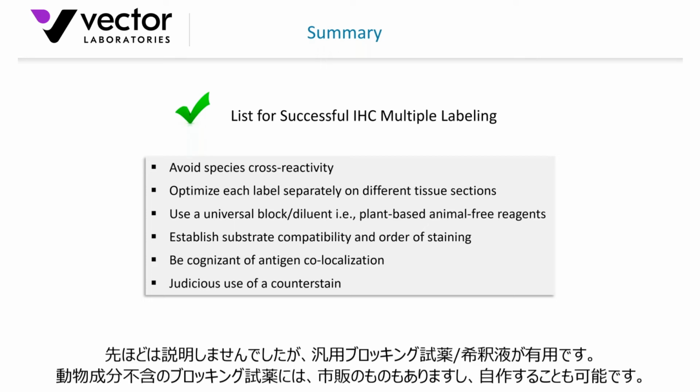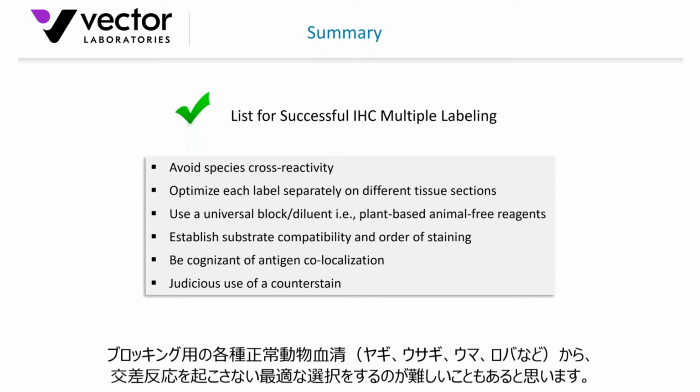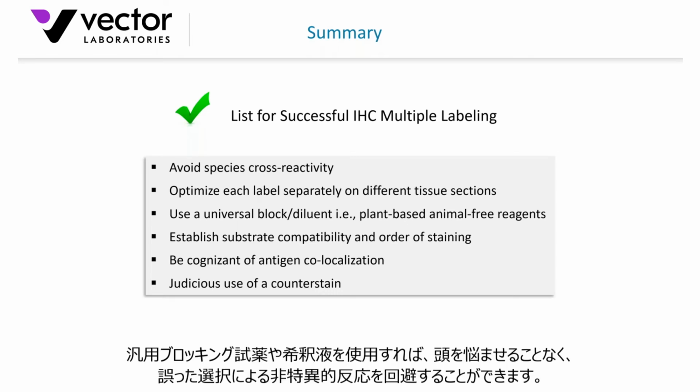Also, one point I didn't really touch on was the use of a universal block or diluent. There are what I refer to as animal-free blocks that are available out there commercially or from other sources, maybe home brews. If you're struggling with goat serum, rabbit serum, horse serum, donkey serum, whatever it might be, and wondering whether you have the right serum for the right detection reagent, give a bit of a think about using a universal block and diluent that you could use irrespective of what the primary antibody is or what the detection system is, whether it be peroxidase or alkaline phosphatase.